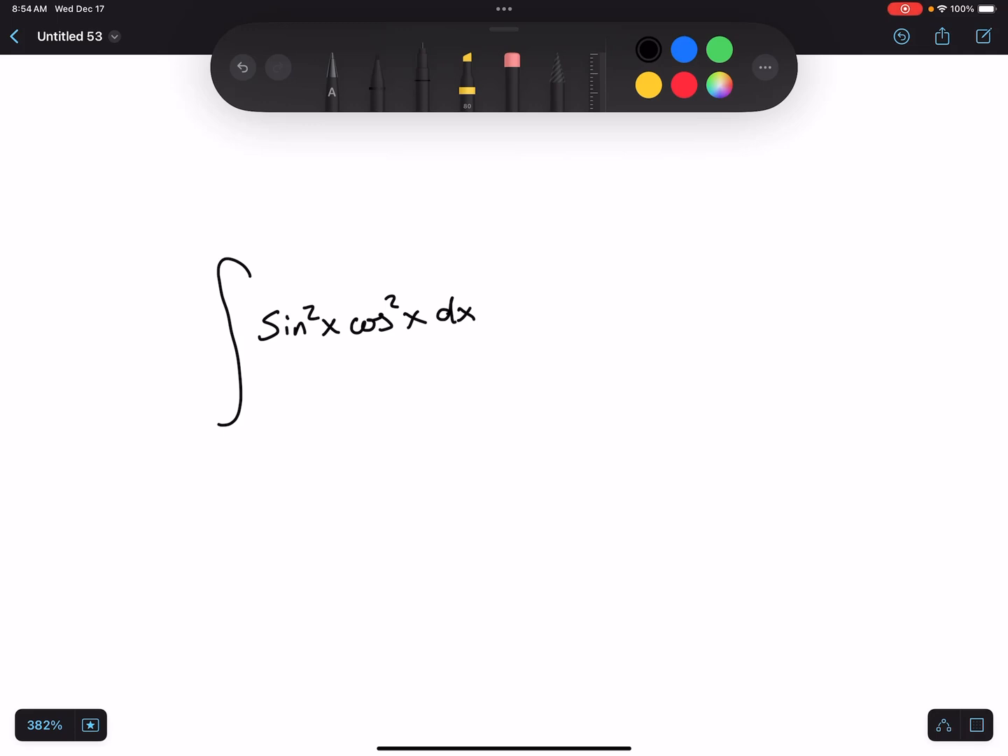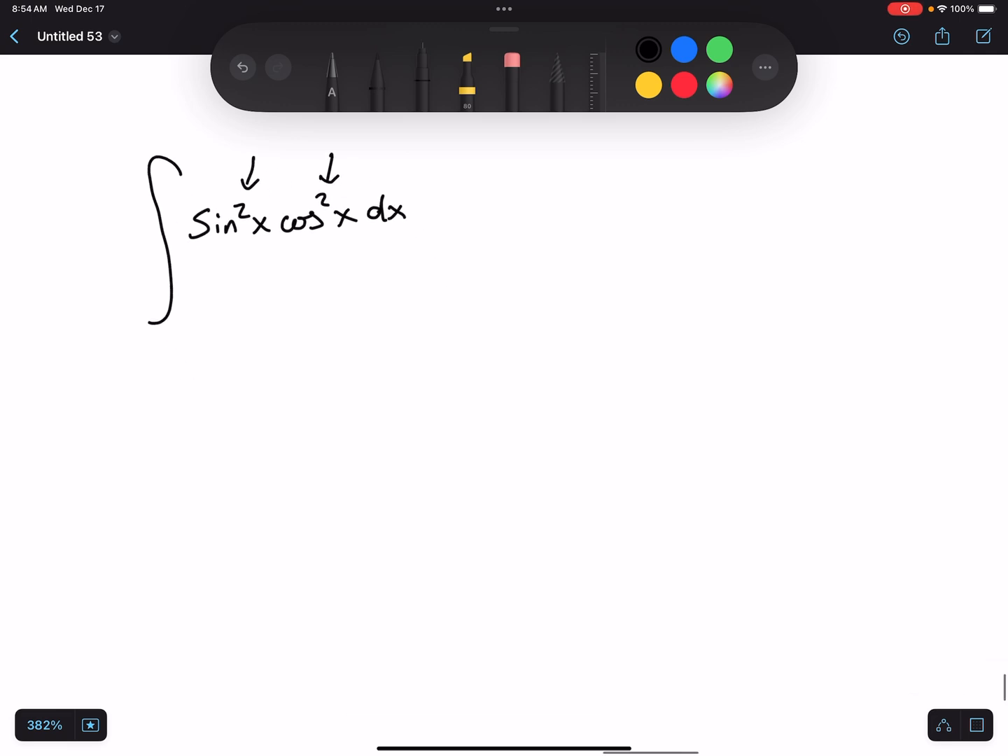Here we have the trig integral sin² x times cosine² x. And this one we've got a couple of squared trig identities. And what I think I'll do for this one is a couple of step downs via double angle properties.